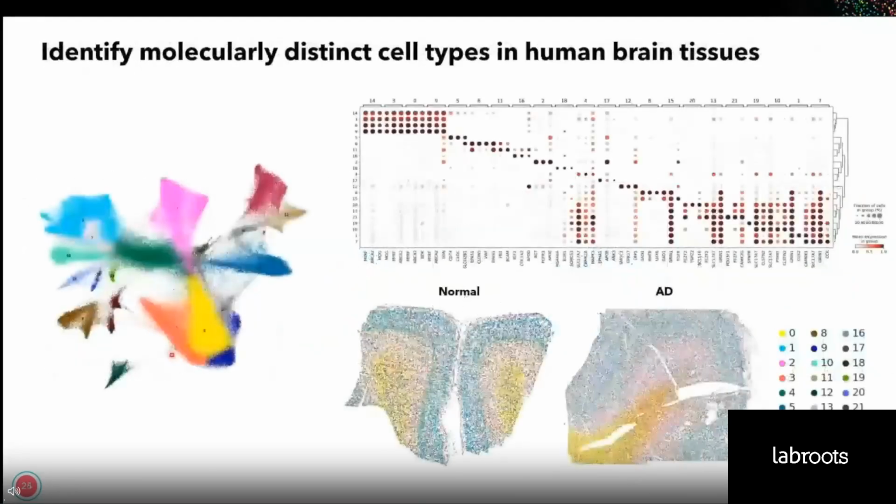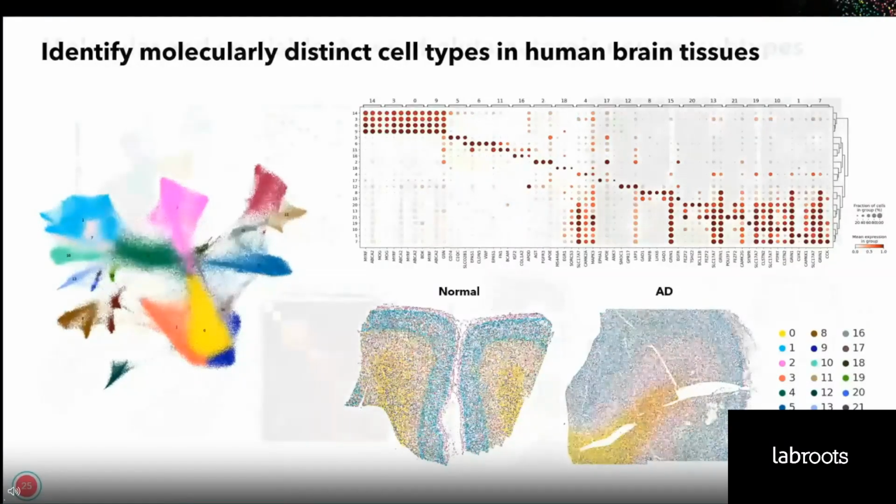Unbiased clustering analysis of the cells from all the samples identified 22 cell clusters with distinct gene expression profiles. The spatial distribution of these cells clearly illustrated the anatomic structure of human cortex, such as different cortical layers, gray matter, and white matter.